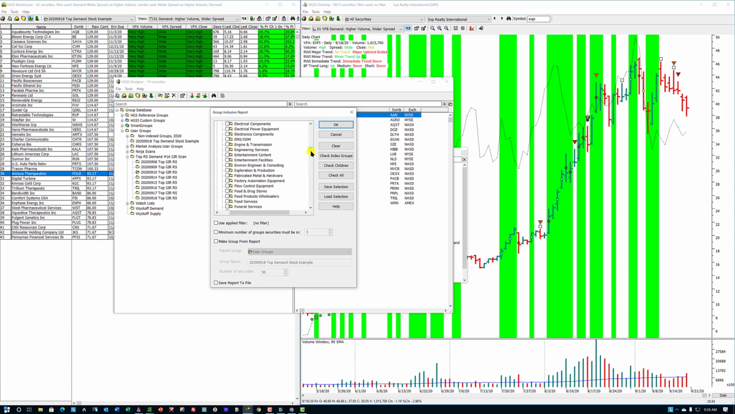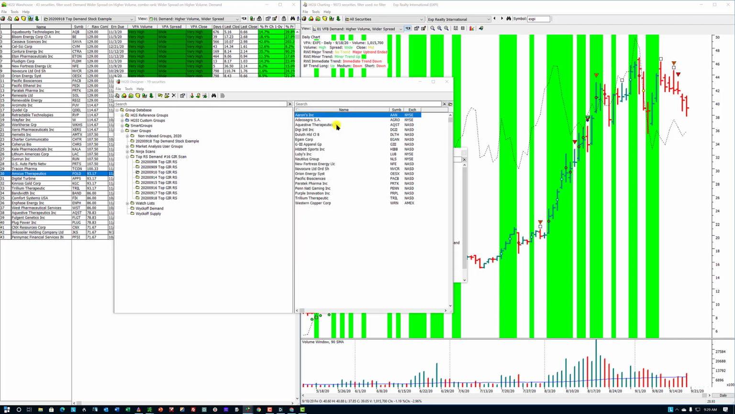And what I'm doing is I am going to go in and locate these stocks under the user groups. And I have them in a folder here. These are the top relative strength demand stocks using scan number 16. And from the 8th through the 18th with one day missing.